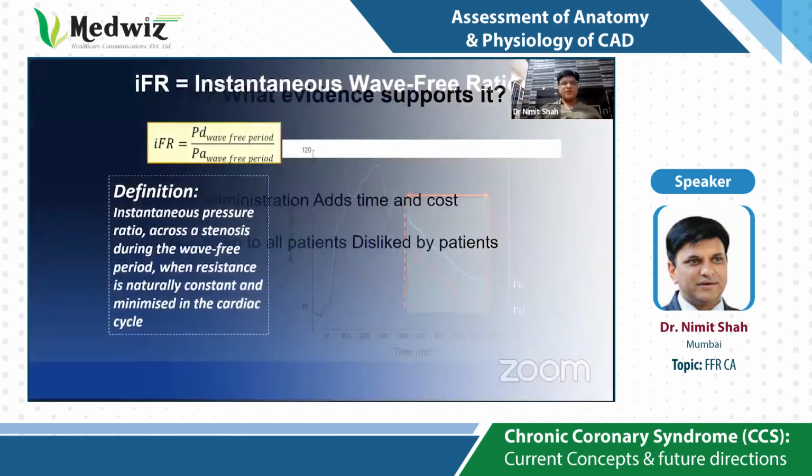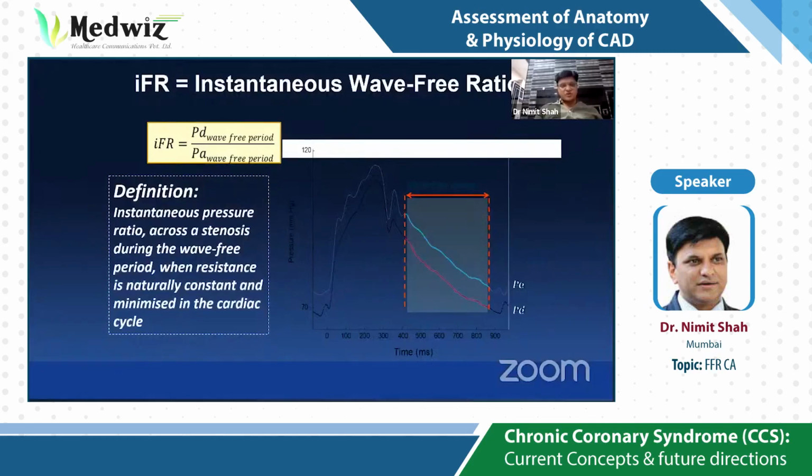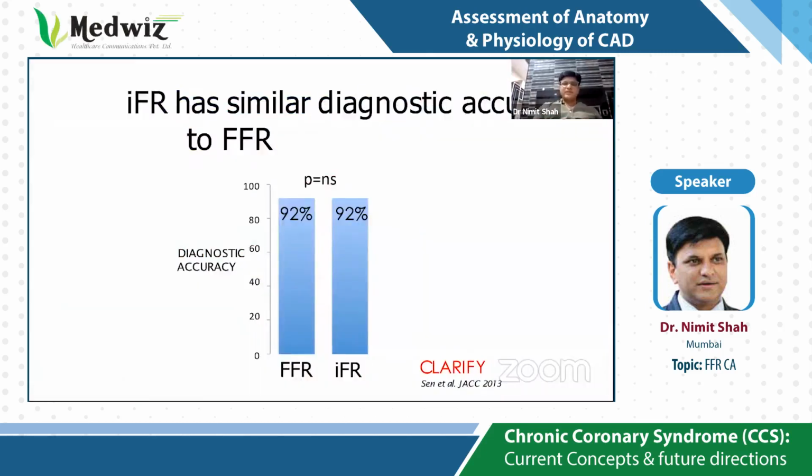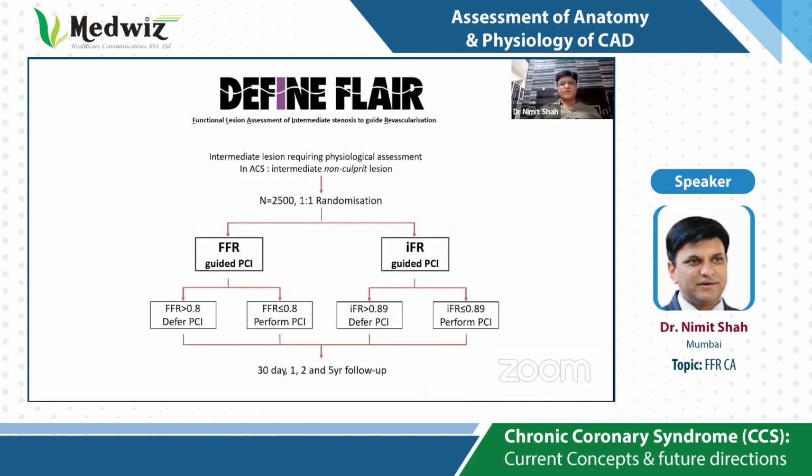So what is iFR? It is the instantaneous wave-free ratio. It's an instantaneous pressure ratio across the stenosis during a wave-free period, when resistance is naturally constant and minimized in the cardiac cycle. So this is a wave-free period, and during that the flow is measured. So do we have any evidence behind that? Yes, there are a lot of papers in the last 4 to 5 years on iFR compared to FFR, which have shown that it has a similar diagnostic accuracy to FFR, where the cutoff value is 0.89 in iFR, whereas in FFR it is 0.8.